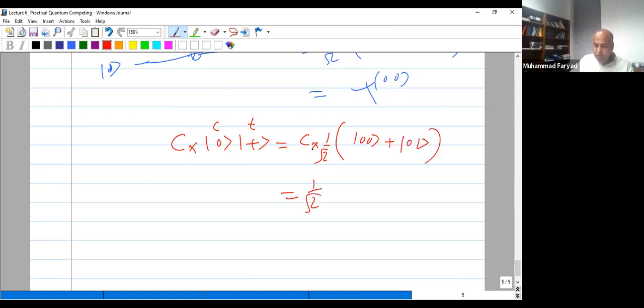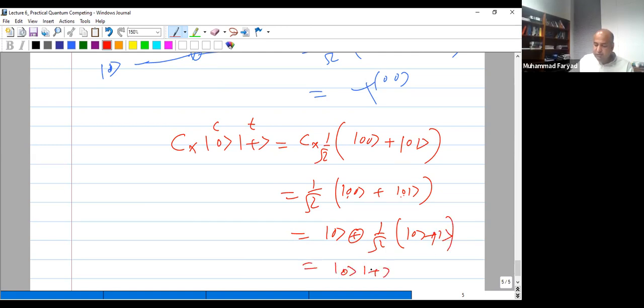Now when the CX is applied, this 0, 0 will remain 0, 0, and this 0, 1 will remain 0, 1, because control is 0 here and control is 0 here. So nothing happens, and I can factor it out again. I can take 0 common from the left side, and on the right side, I'll get 1 over square root 2, 0 plus 1 again, which means that I get 0 plus. So since control is in 0 state, nothing happens to the target.